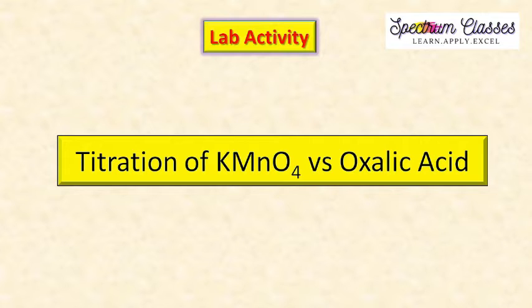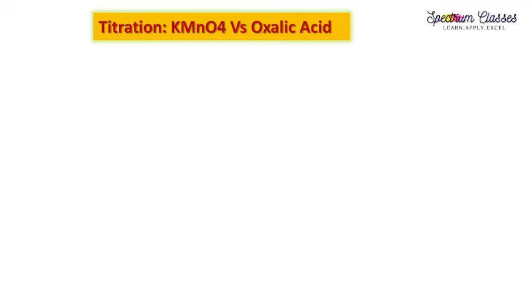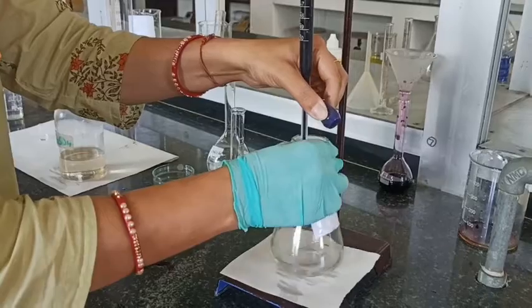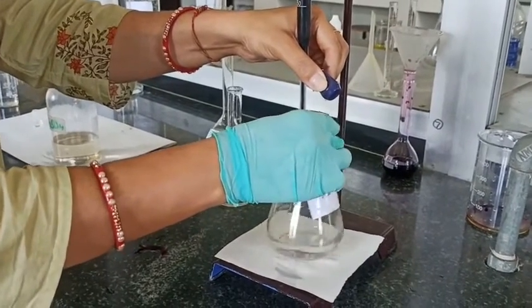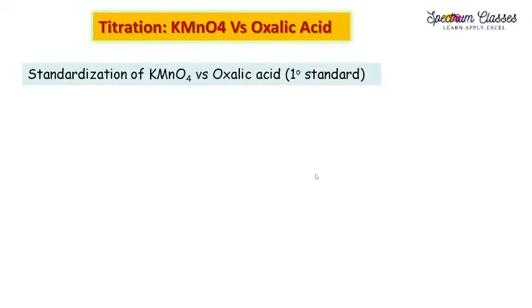Before starting the activity, I will show you the important objective of this experiment first. Here we are performing the titration of oxalic acid versus KMnO4. Now I will ask you why we are doing this titration. So it is a standardization of KMnO4 versus oxalic acid as a primary standard. Why we are calling oxalic acid a primary standard, I have told you earlier in the standardization of NaOH versus oxalic acid as a primary standard video. So first you can go and check there.